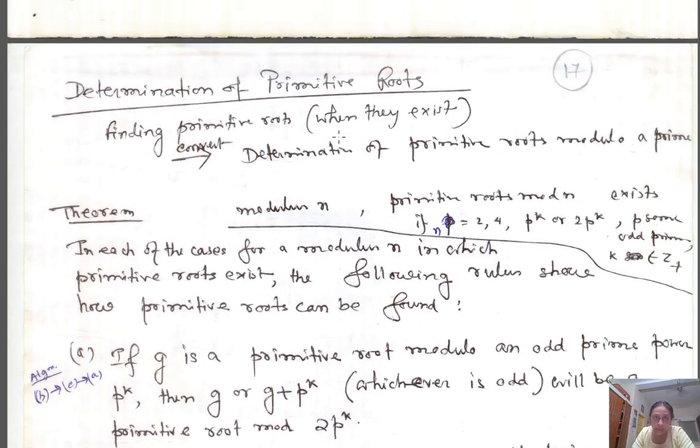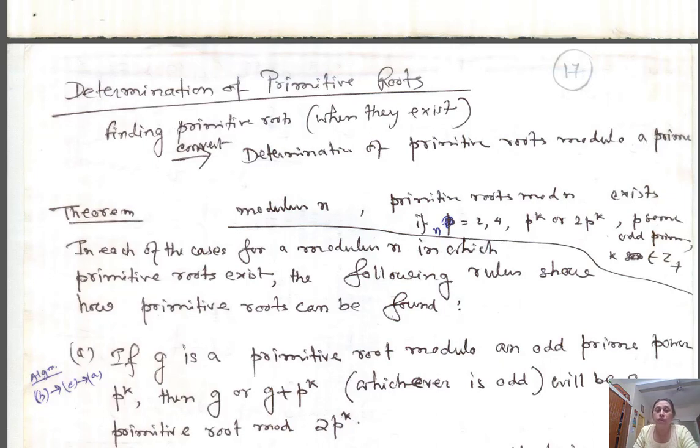Determination of primitive roots, finding primitive roots when they exist. We can convert this problem of finding primitive roots when they exist, that means finding primitive roots of n, where n has the desired forms. We know for what forms of n it will have primitive roots. So we can convert this problem into determination of primitive roots modulo a prime.